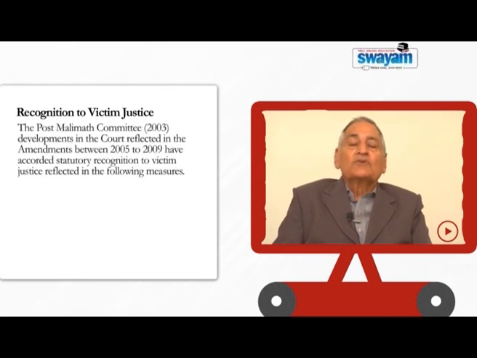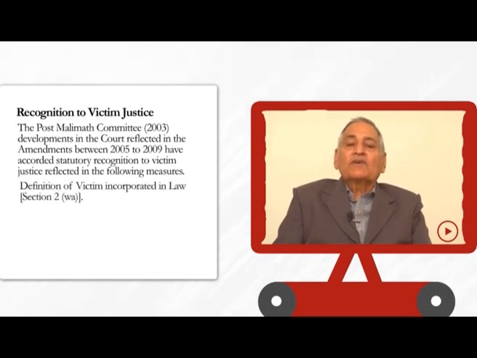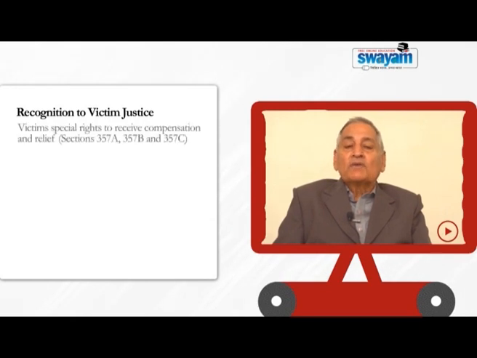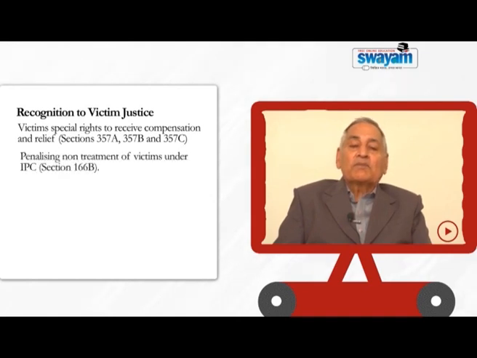The Malimath Committee 2003 developments have been reflected in the Amendments of 2005 and 2009, which made these significant incorporations in the written law: the definition of victim under Section 2(wa), the victim's special right to appeal under the proviso of Section 372, the victim's inclusion in plea bargaining, Section 365C, the victim's special right to receive compensation and relief under 357A, 357B, and 357C, and penalizing non-treatment of the victim by a medical practitioner under Section 166B of the IPC.